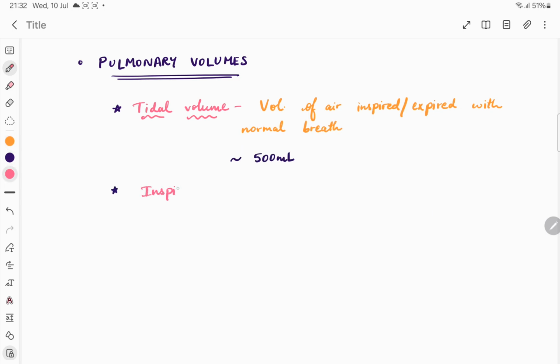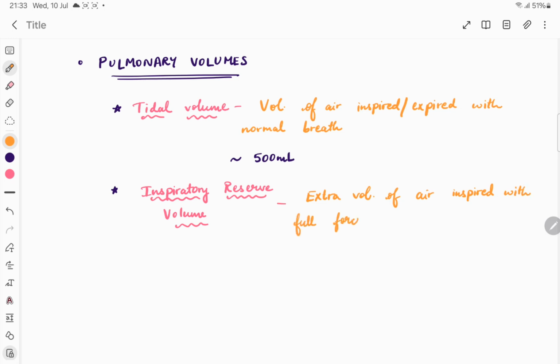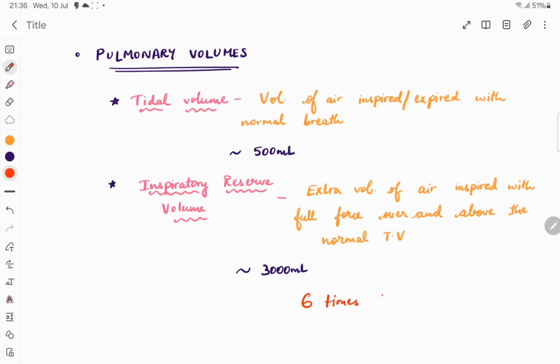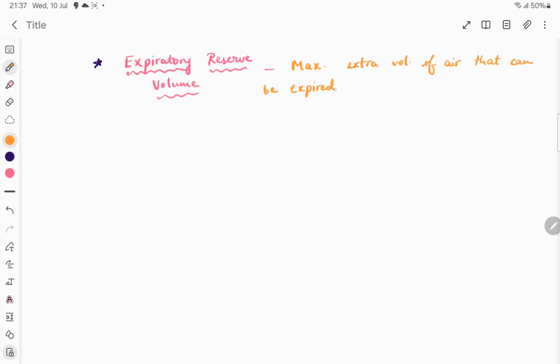Let us remember like this. Next is inspiratory reserve volume. It is the amount of air that we extra inhale after normal inhalation, that is after normal tidal volume. It is almost 6 times that of the tidal volume, so remember 3000 ml. Next, expiratory reserve volume. It is the amount of air that is expired forcefully after normal expiration, that is normal tidal expiration. This is around 1100 ml.